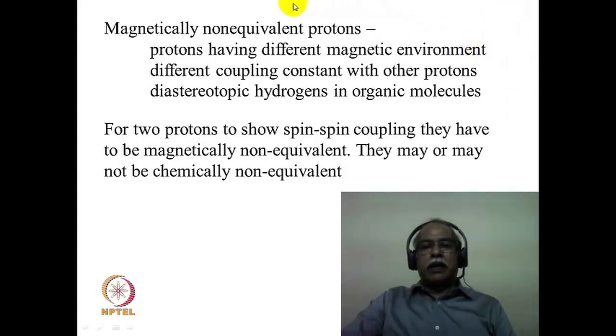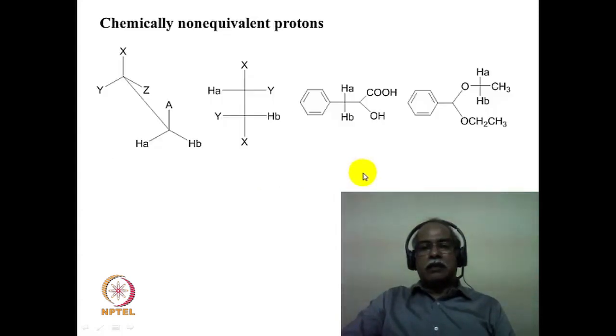Typically in organic compounds, diastereotopic hydrogens are non-equivalent in nature. They are both chemically as well as magnetically non-equivalent. For two protons to show a spin-spin coupling, they must be magnetically non-equivalent. Otherwise, they will not couple with each other. They may or may not be chemically non-equivalent. This is something we will define in the next slide or so.